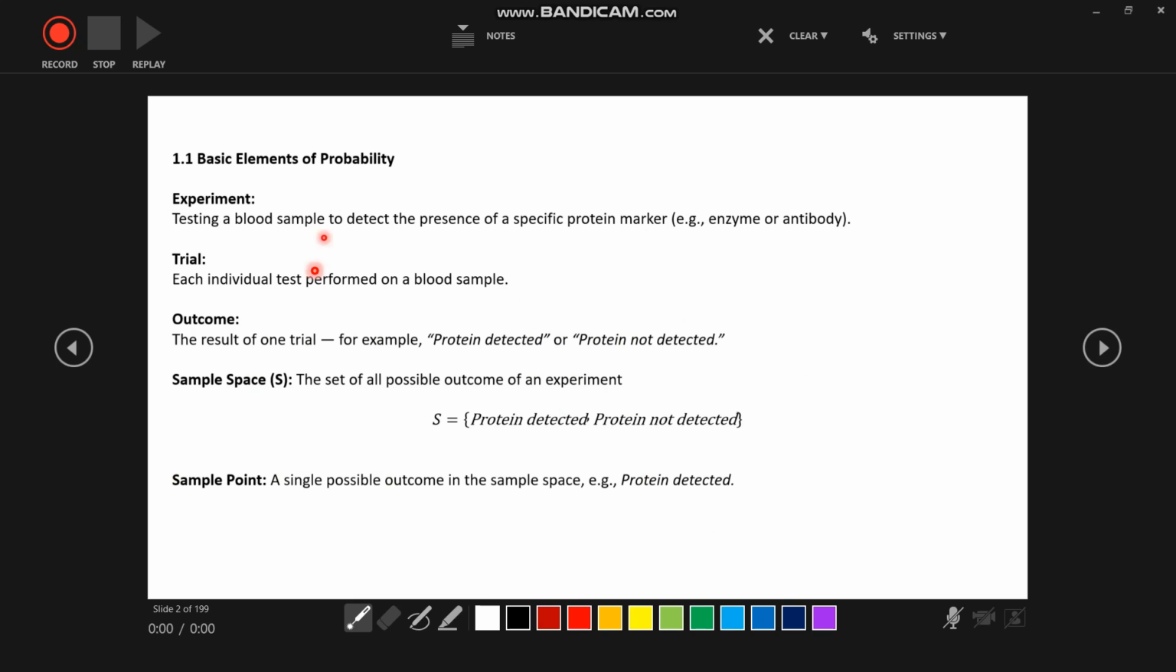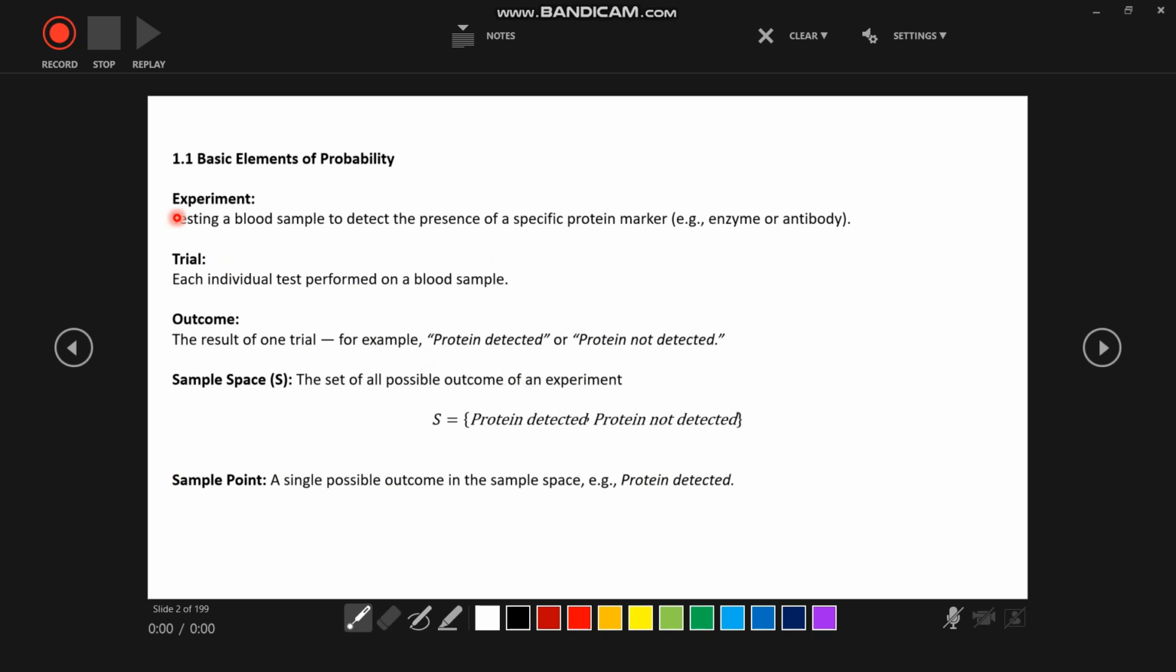Now we have the basic elements of probability as well. We have the experiment. An experiment is an activity that can produce one or more possible outcomes. Generally, an experiment is the situation under study, something whose probability we want to consider. So an experiment is any activity that can produce one or more possible outcomes.